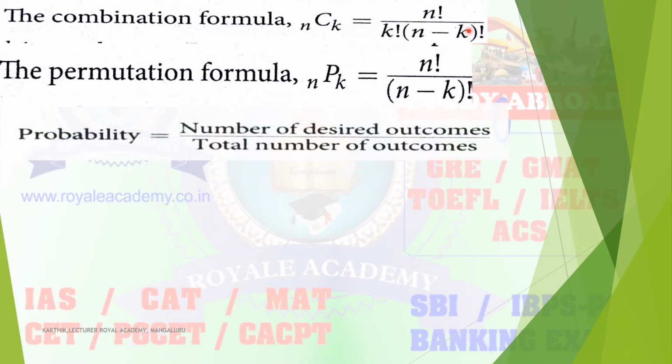Next, probability. What is the formula to find the probability? Probability is nothing but the number of desired outcomes divided by the total number of outcomes.